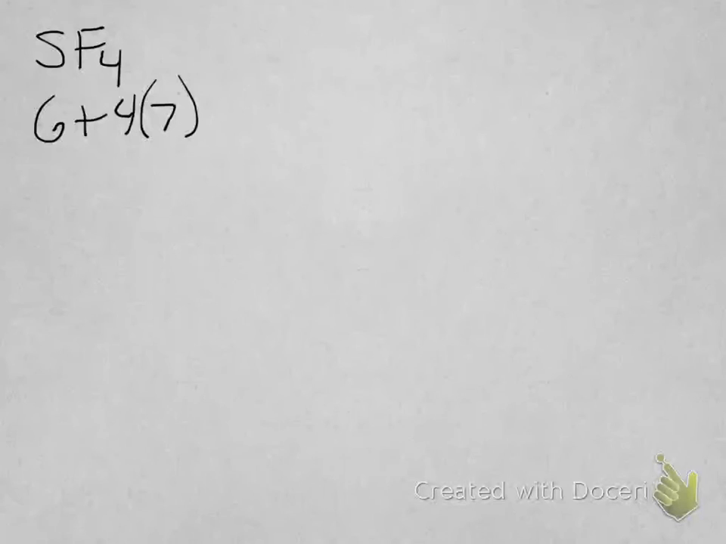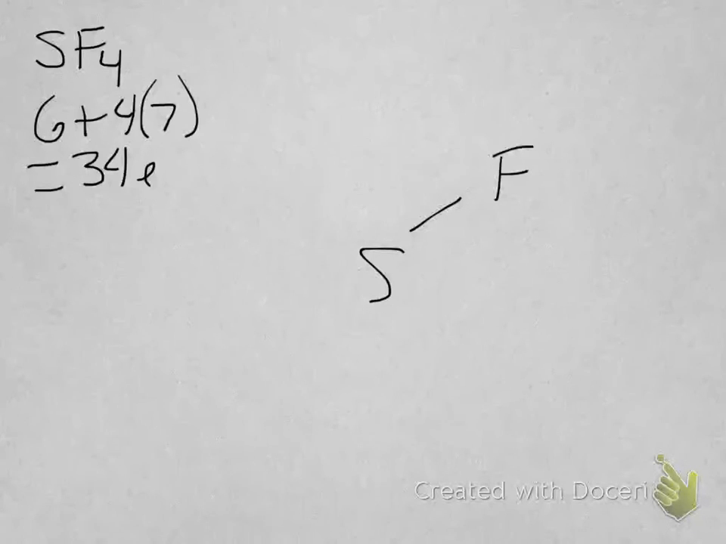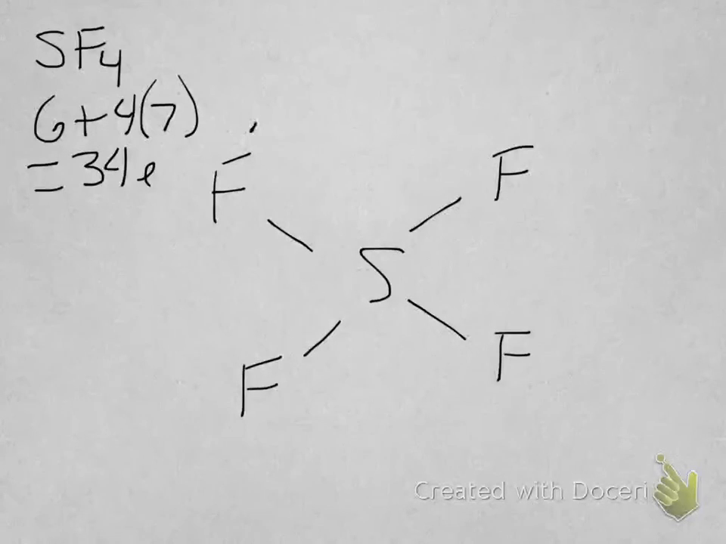The next one we're going to take a look at is SF4. Okay, so I would have 6 electrons coming from the sulfur, plus 28 coming from the fluorines to give us a total of 34 electrons. So in this case, it's a little bit easier to just start by bonding the things that are bonded to the sulfur.